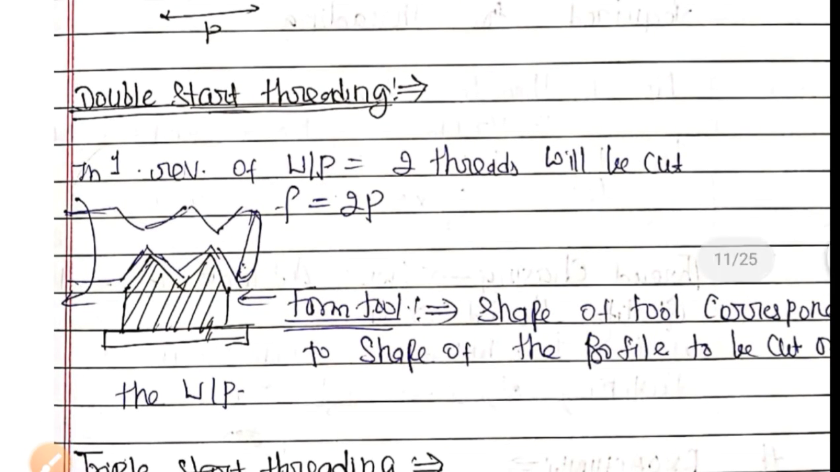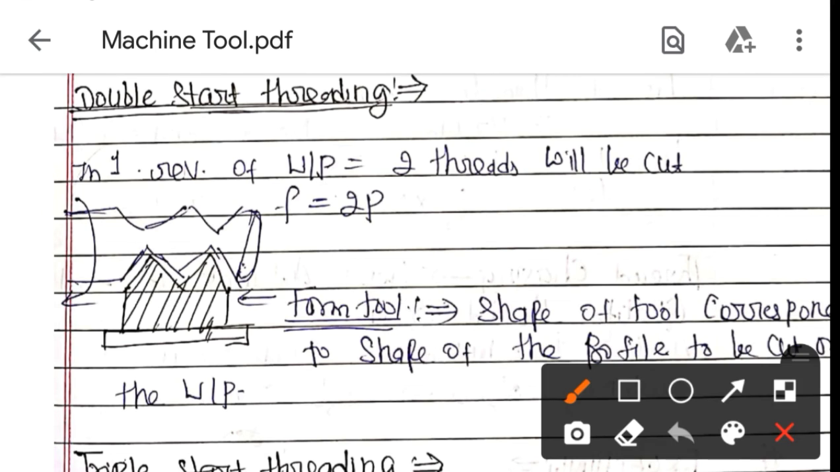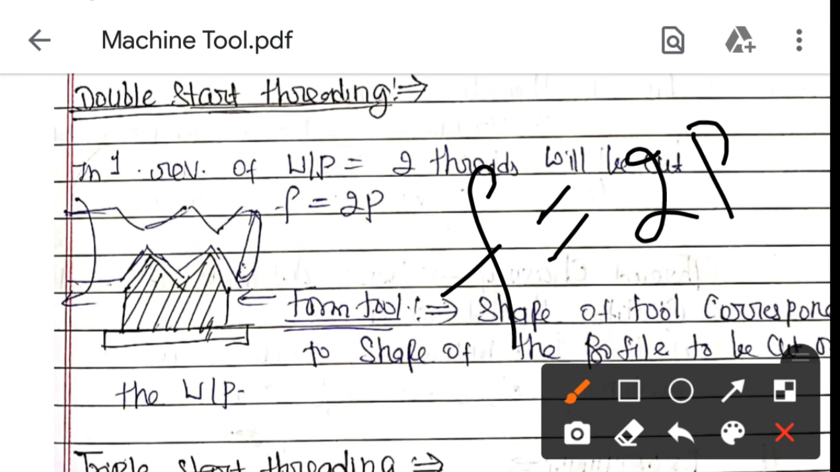And double start threading is when, for one revolution of the workpiece, there will be two cuts of the threads on the workpiece. So what is the feed over here? The feed will be 2 times the pitch. Remember that in questions they will not give you the feed directly. They may give you a statement saying this is single start, double start or triple start threading. From your understanding and judgment you have to find the feed for the given question. Suppose it is double start threading, it means the feed will be 2 times the pitch.